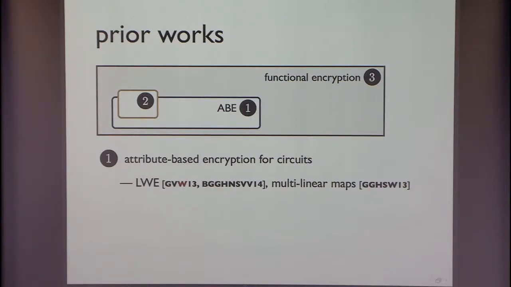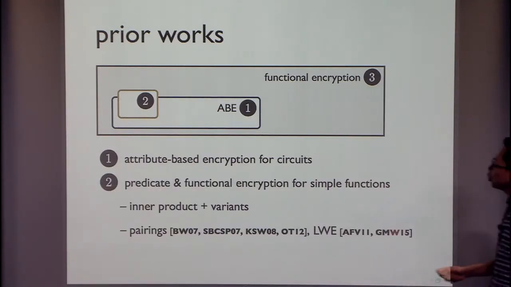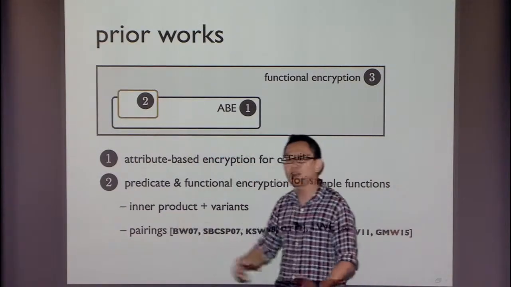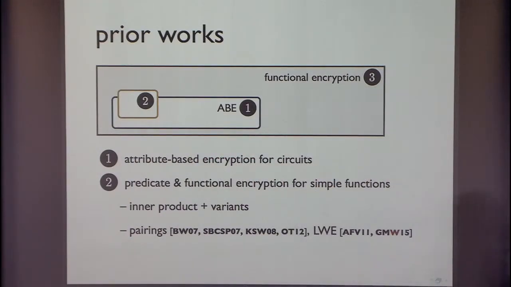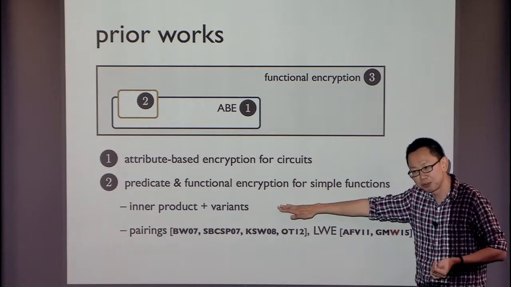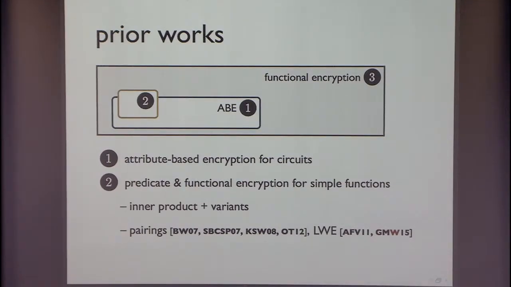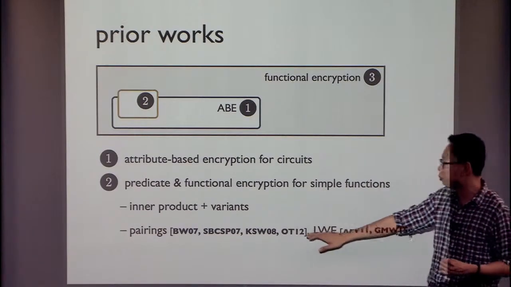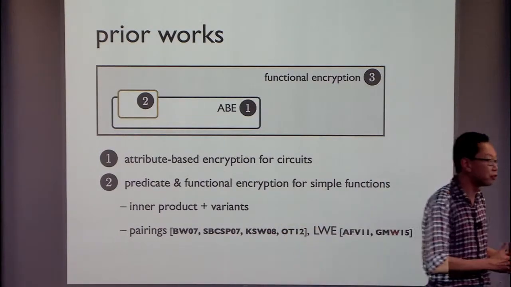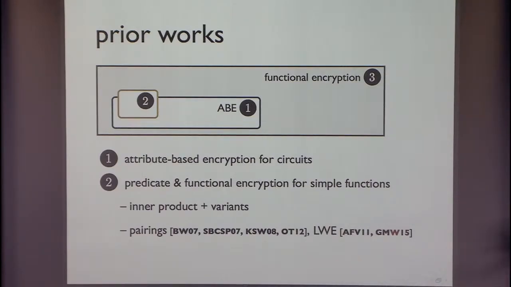Moving up a little bit more, we know how to get predicate and functional encryption, but only for very simple functions. Functions that are contained within NC1, even much simpler than that. Functions that essentially compute an inner product, or a variant of an inner product, like a threshold of an inner product. So this is a very small class of functions. In this case, we have constructions both from the standard LWE assumption and from pairings, so bilinear maps, standard assumptions over bilinear maps. All right, so that's region 1 and 2.